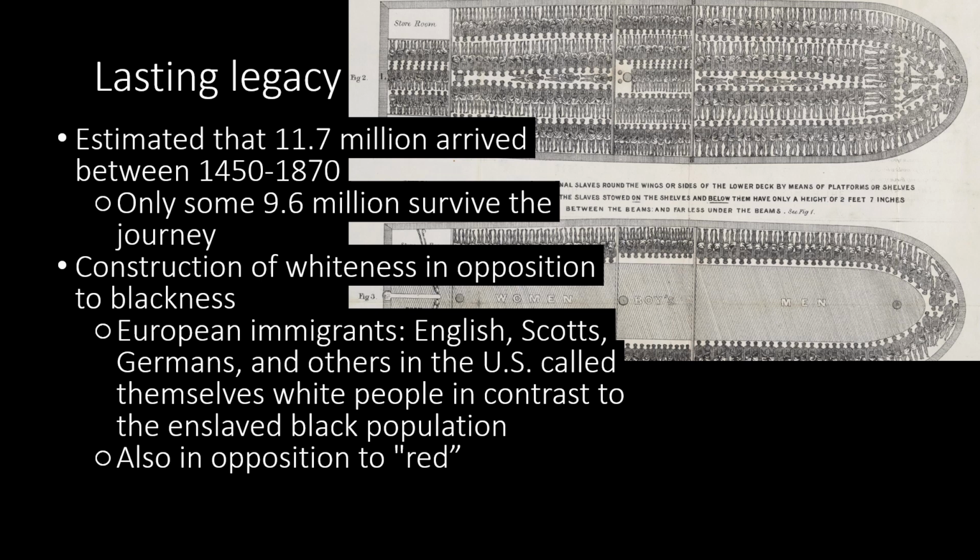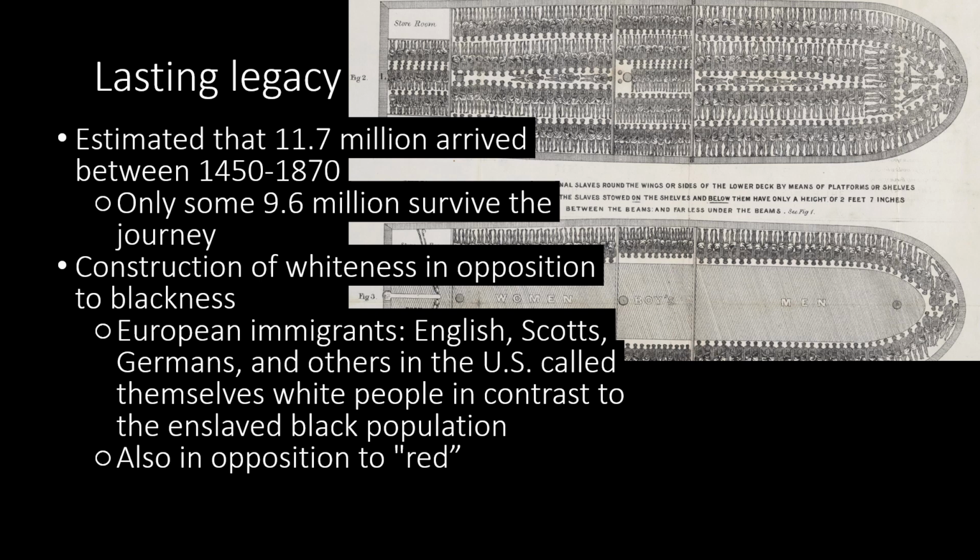Okay, so as a result of the African slave trade, the Middle Passage, it's estimated that at least 11.7 million people arrived to the Americas from approximately 1450 to 1870. But of those 11.7 million, only 9.6 million survived that journey. So we're talking about over 1 million people dying just in the ocean voyage of the Middle Passage. And of course, many more would die on these plantations due to disease and overwork, among other things.